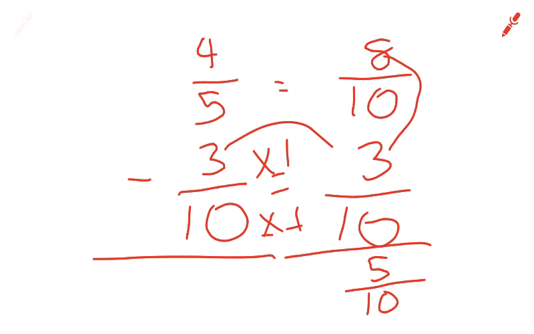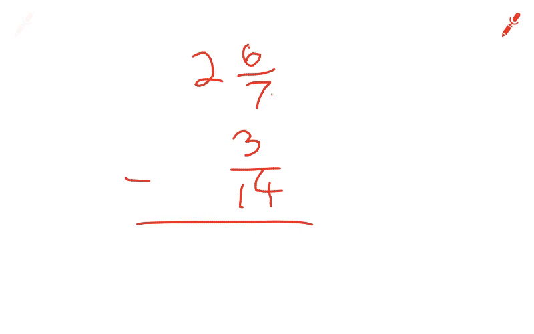5/10 is not completely reduced, so we'll do that now. What goes into both 5 and 10? 5 does. 5 goes into 5 one time. 5 goes into 10 two times. And so our answer now is half. Next one, 2 and 6/7 minus 3/14. Got to find an LCD for 7 and 14. They both go into 14.